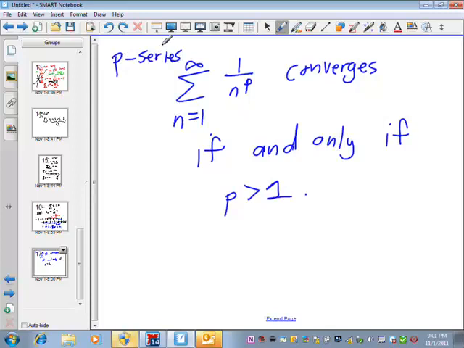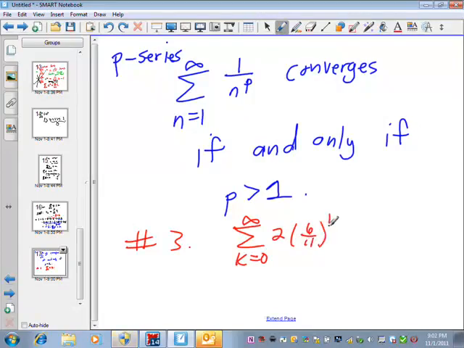Okay. So now, let's throw something together. We need to talk about some test questions here. Going back, test question number 3 or 4 says, what in the world is the sum k equals 0 to infinity of 2 times 6 over 11 to the k power? That's A.